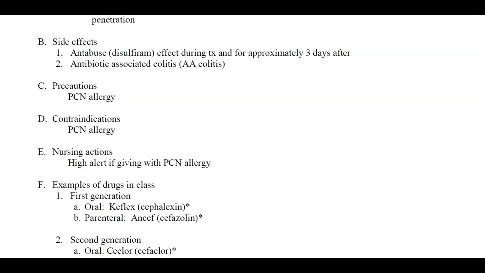Cephalosporins are also associated with colitis, or antibiotic-associated colitis. So after a patient is on this medication, they are at risk of developing colitis from these antibiotics. Precautions and contraindications: since cephalosporins are structurally and pharmacologically related to penicillins, we have to be careful when it comes to penicillin allergies. If our patient tells us that they're allergic to penicillin, they are likely allergic to cephalosporins as well. Therefore, that's a contraindication. Again, some nursing actions include high alert if giving with penicillin allergies.